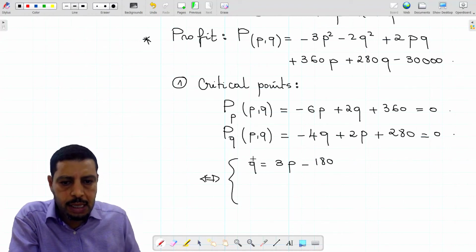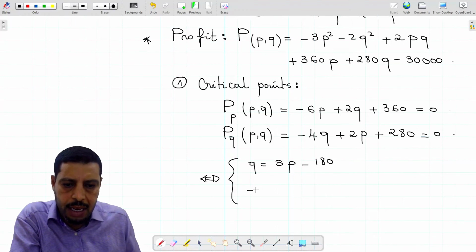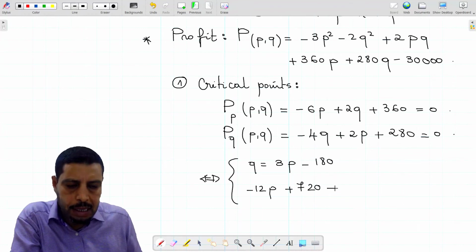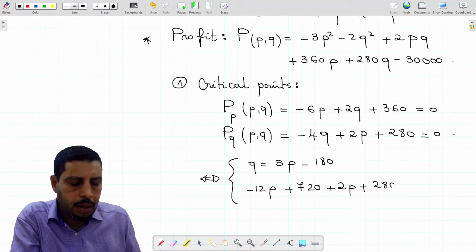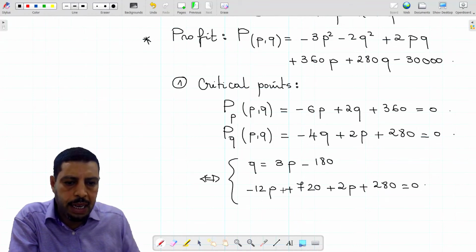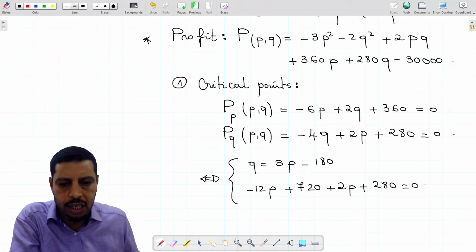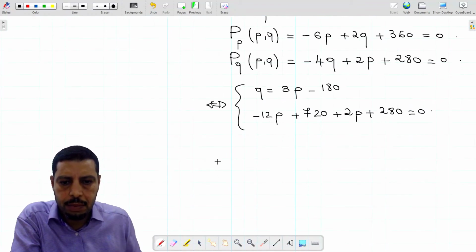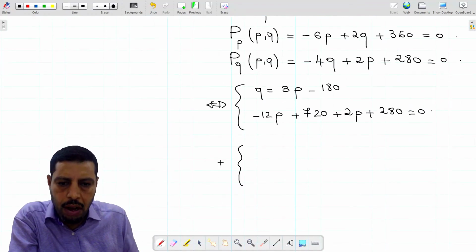Now, you include this q, the expression of q, in the second equation. You will find that it's times negative 4, so you will find negative 12p. Okay? Minus 4 times minus 180 is 720. Okay? Plus 2p plus 280 equals 0. So you obtain an equation with a single variable p in the second position here.